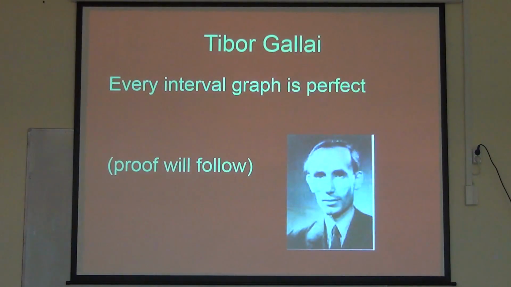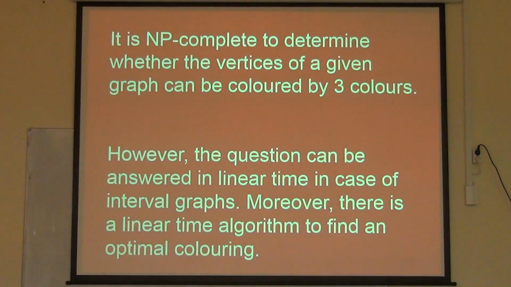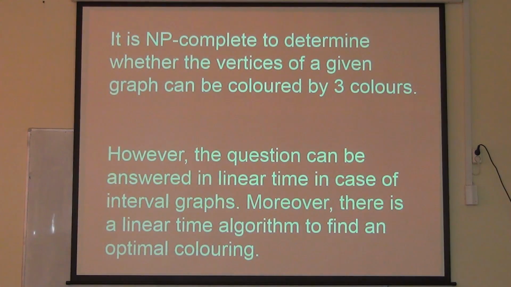Tibor Gallai, famous Hungarian mathematician, was the first who explicitly proved that every interval graph is perfect, although he didn't use this expression at that time, because this result is earlier than the definition of perfectness, as far as I know. Now, it's well known that usually the question of deciding whether a graph is colorable by 3 colors is an NP-complete problem, or NP-hard problem. But in case of interval graphs, this can be solved in linear time, and as long as P is not necessarily equal to NP, this is a very important contribution.